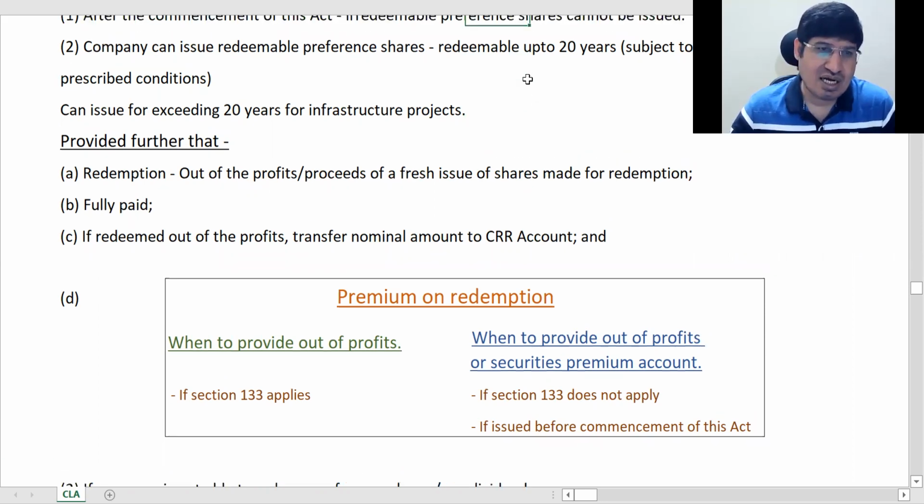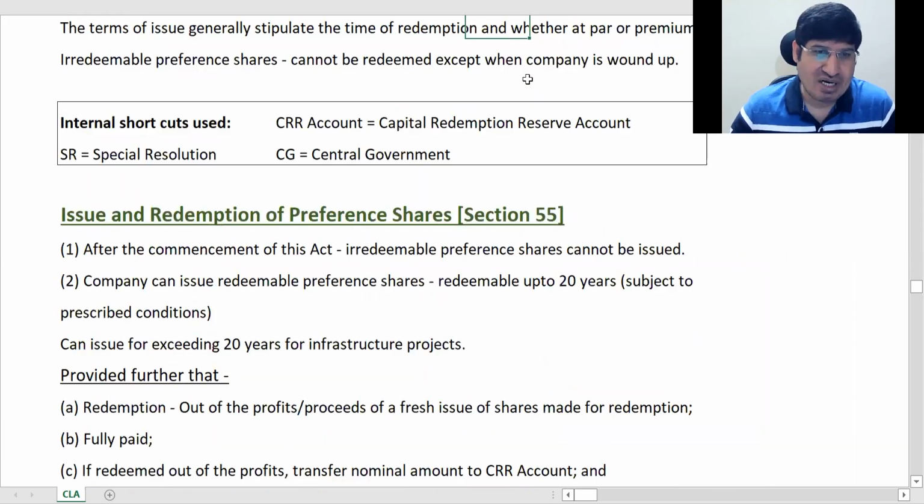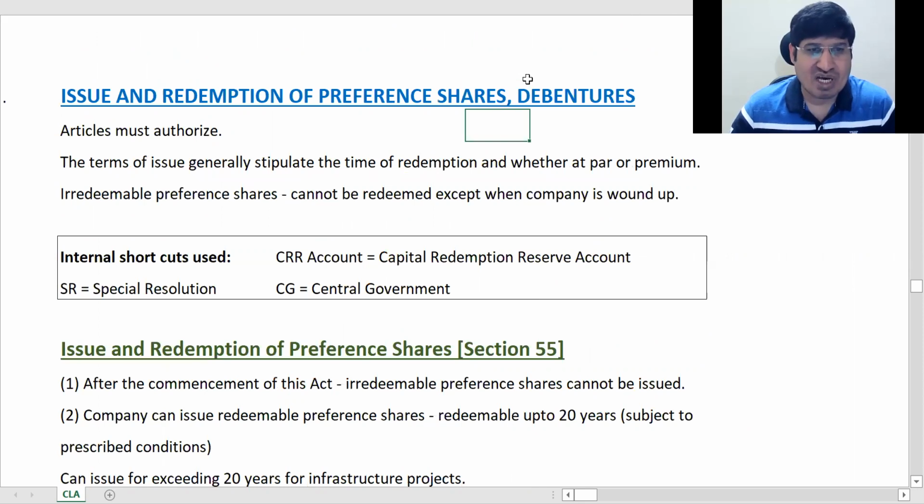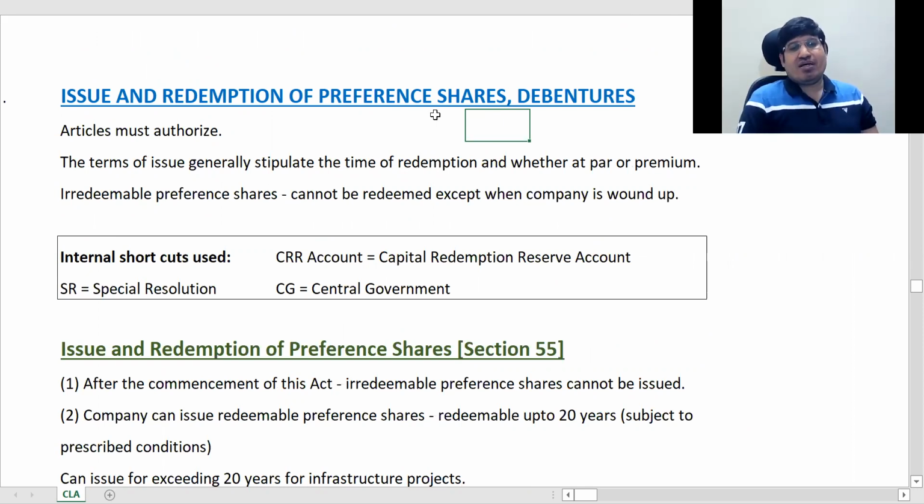Quickly let me repeat till where we have done. So we are doing issue and redemption of preference shares. Debentures we will do later. Right now, the topic we are doing is preference shares. The debentures will be after this. After preference shares is over, we will be doing underwriting of shares. After underwriting, we will do debentures.